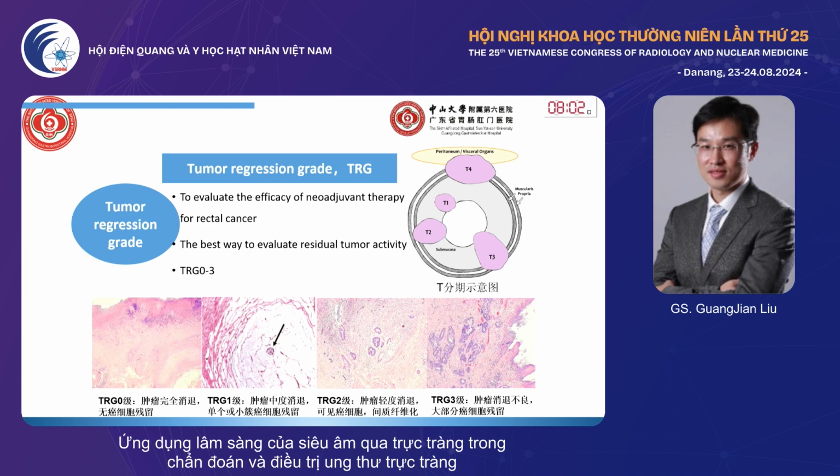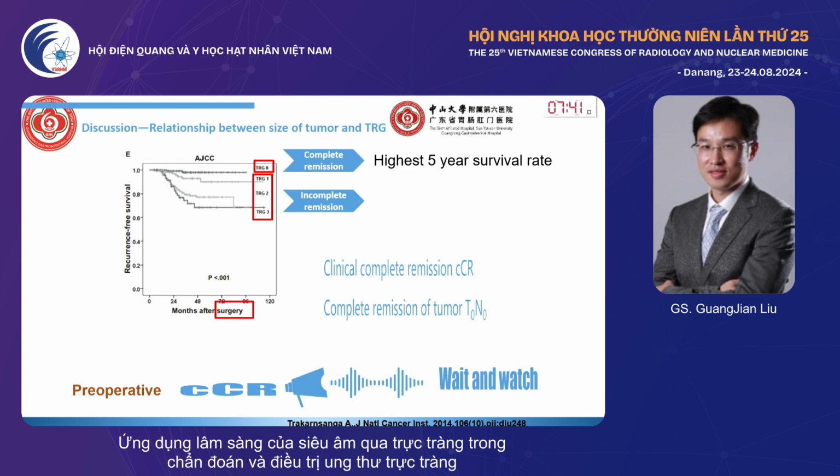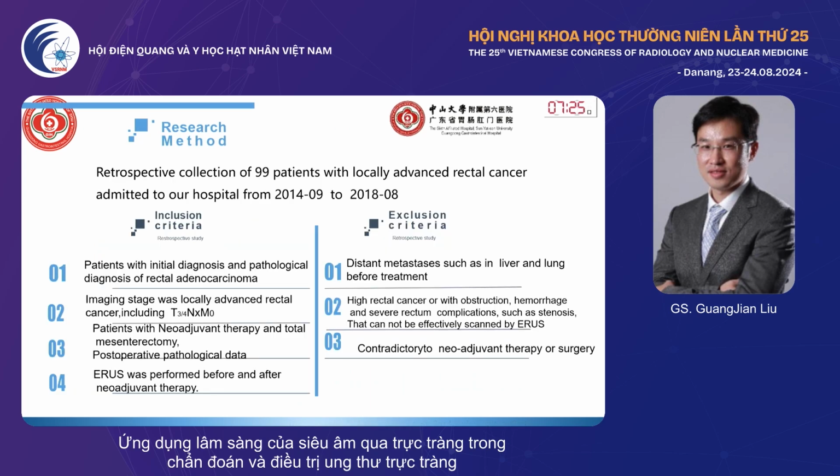In the evaluation of the treatment response, we use the TRG grade, which is divided from 0 to 3. Grade 0 means complete pathological response, and a good response is correlated with a higher 5-year survival rate. Also, if the tumor has completely responded, as evaluated by TRG, we can take a wait-and-see strategy to avoid the surgical resection.